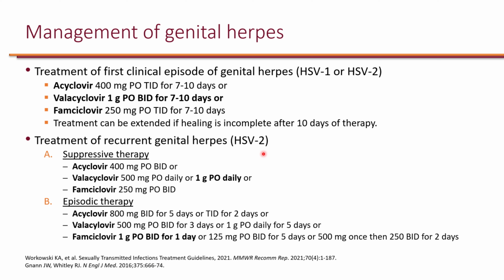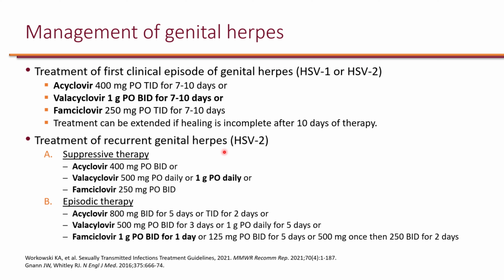Now, treatment of recurrence is a recommendation specifically for HSV2, because remember that HSV1 is less likely to have recurrence, and essentially there is insufficient evidence to make recommendations for HSV1 recurrence. But should you be in a situation where there is HSV1 recurrence, you can probably extrapolate from HSV2 recommendations. But for the most part, the recommendations are for HSV2 because that's where the evidence is.